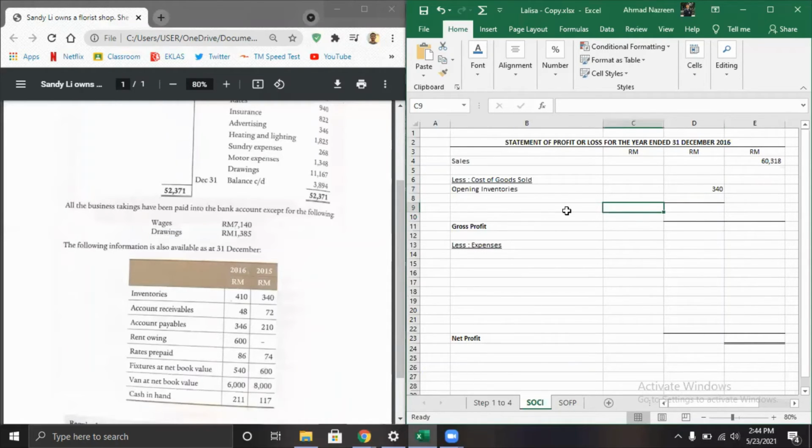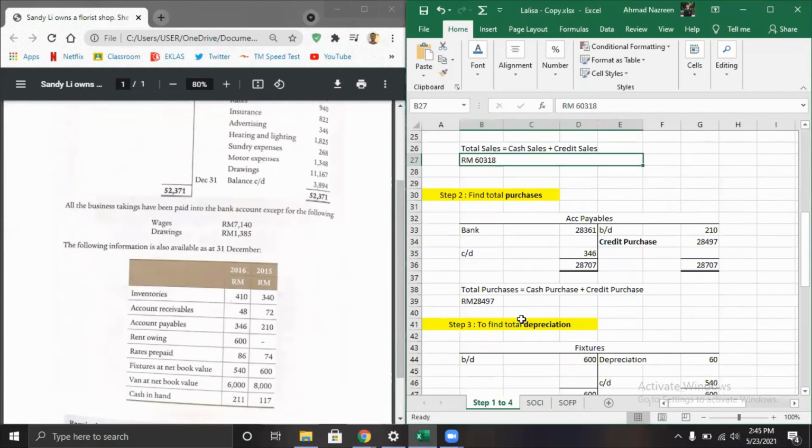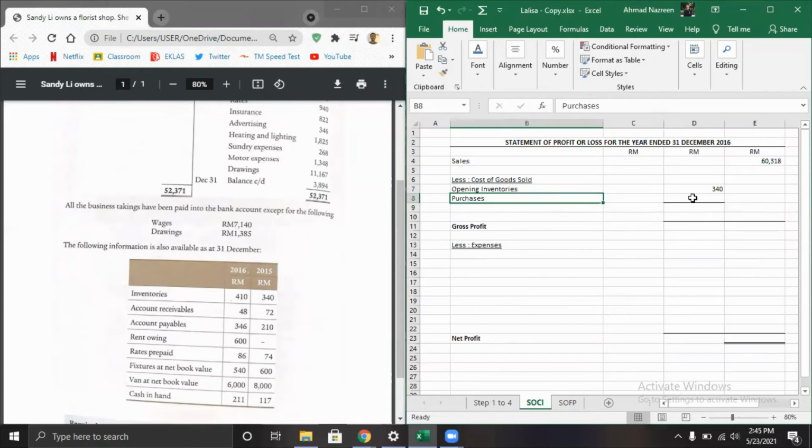The next step is to take the purchases. The purchases are from the beginning, at step 2, total purchases. So the purchases are 28,497 ringgit. The next information is the closing inventory.